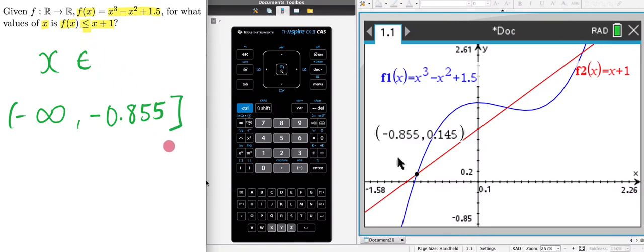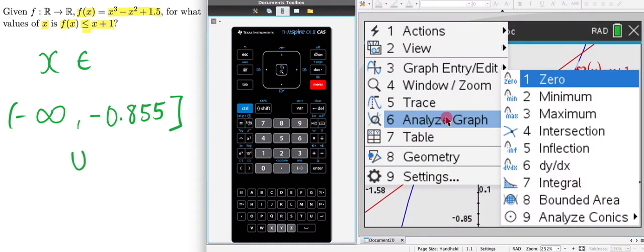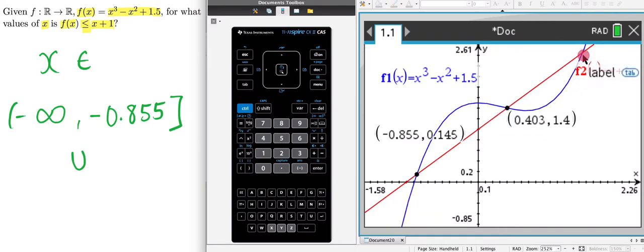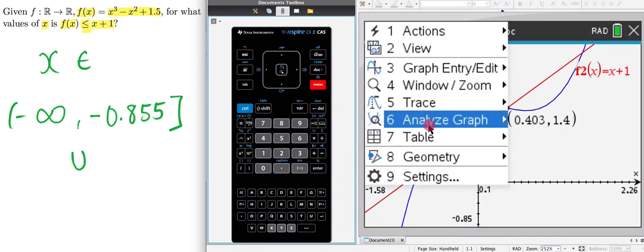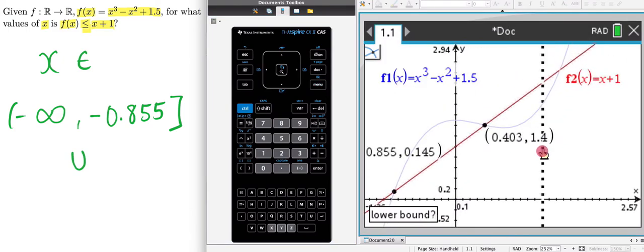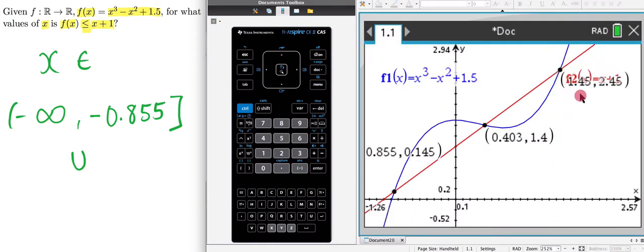Now, I have another segment for which this is true, which is here. So I'm going to go union and then find this. So now I need to find where it begins. So again, I'm going to go menu, analyze, intersection, from here to here. And now I need this point. I'm going to go menu, analyze, intersection, whoopsie daisy, from here to here. Now I have my points.